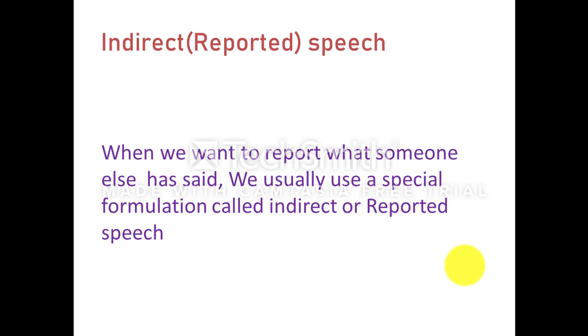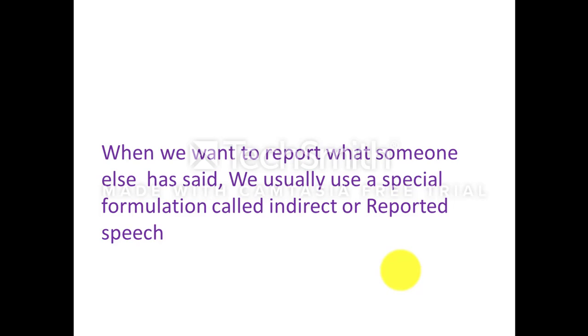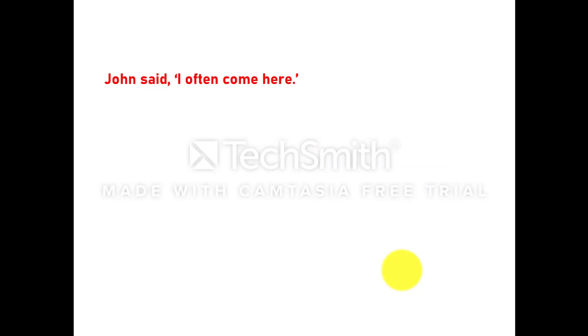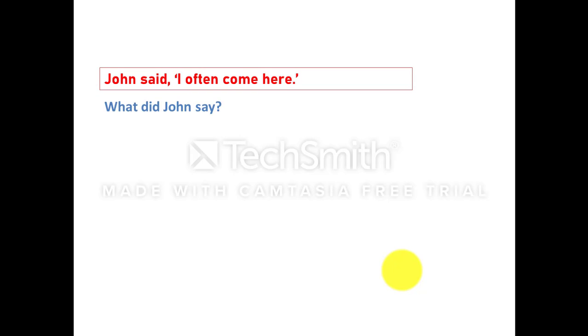Indirect or reported speech. When we want to report what someone else has said, we usually use a special formulation called indirect or reported speech. First, part 1, statements. For example, John said, "I often come here." When I want to ask a question, what did John say? John said that he often came here.